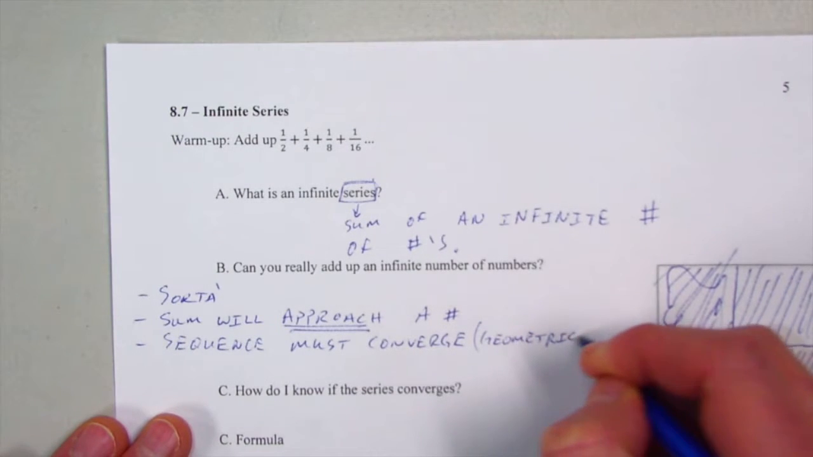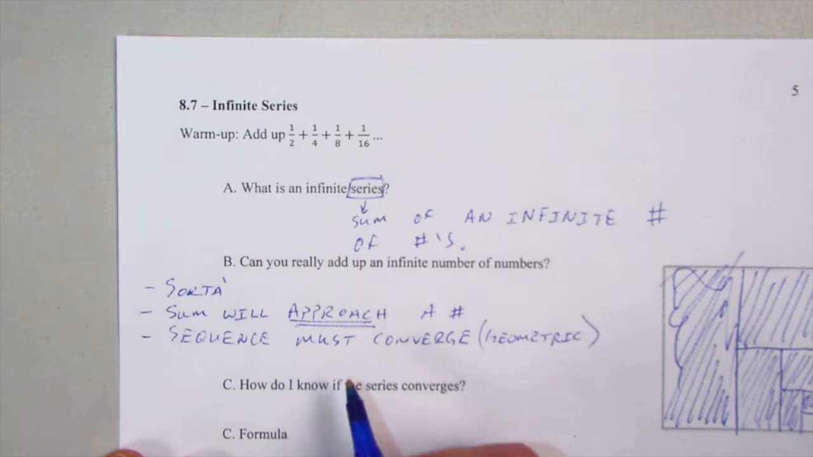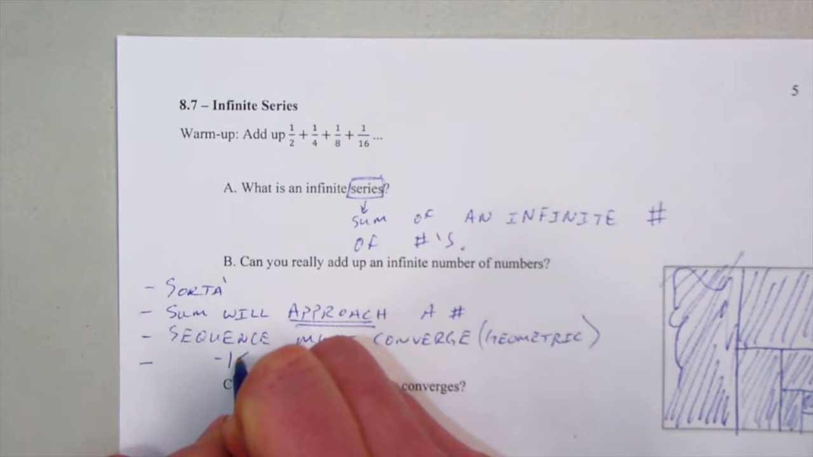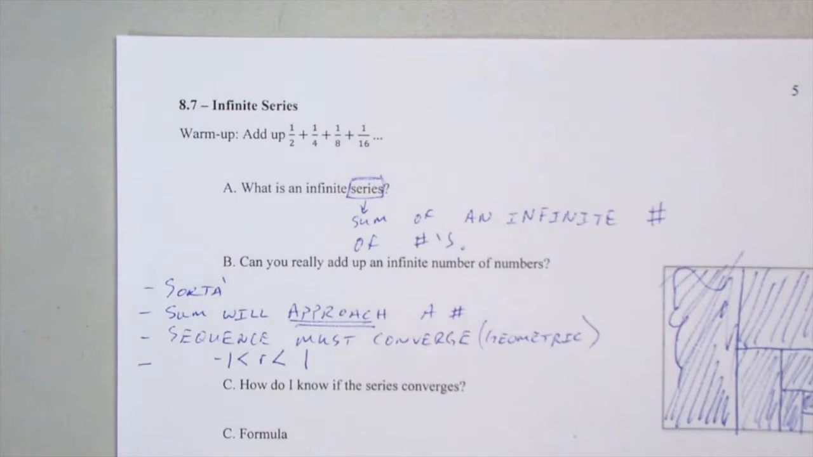Has to be a geometric sequence or geometric series that we're adding up. And even that, it's got to be a specific kind. If it's going to converge, it means that our R value, that number that we're multiplying by over and over again, has to be a decimal. So it has to be in this range right here. Our R value has to be between -1 and 1. So we're multiplying by a decimal over and over and over again so that the value is getting smaller and smaller and smaller.